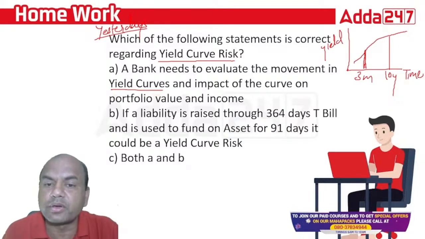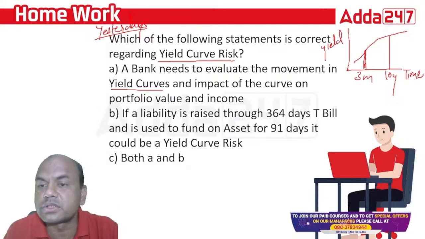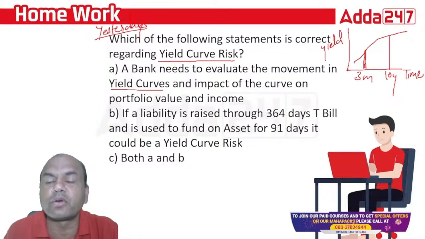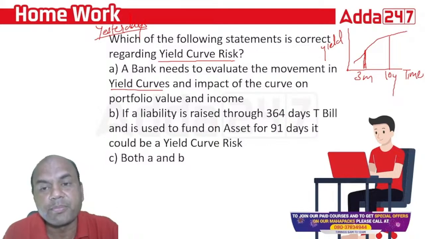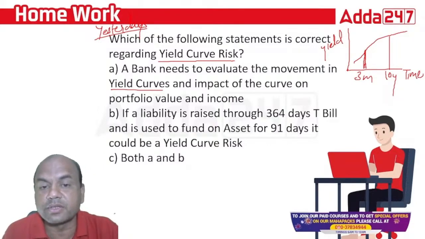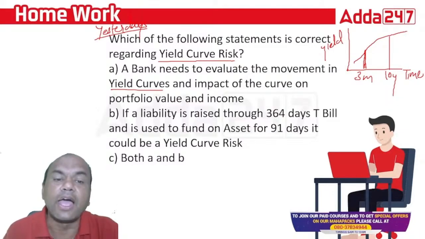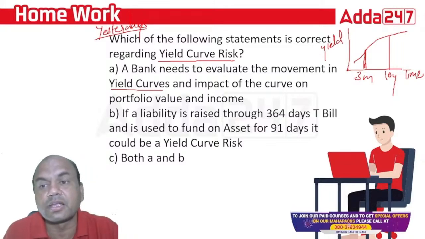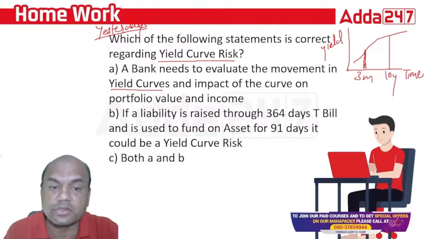So what is this yield curve risk? If it goes down, then what? If it goes up, then what? If it goes curved, then what? So a bank needs to evaluate the movement in the yield curves and impact on the portfolio and the income. Obviously the bank needs to check this, because as the yield curve changes, the bank's income and earnings also change, profit and loss also changes.